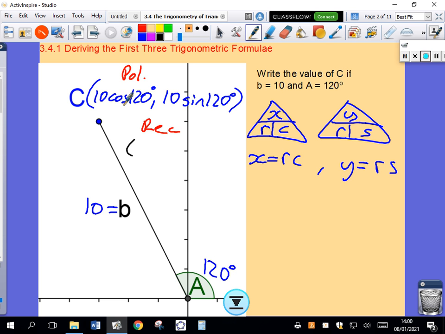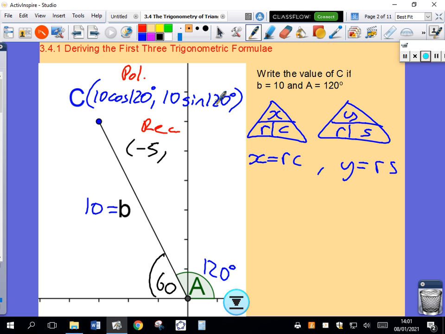Cosine of 120 is here in the second quadrant. The reference angle would be 60. Cosine is negative in the second quadrant. So cosine of 120 is going to be the negative of cosine of 60. Cosine of 60 is a half. Cosine of 120 then is going to be negative a half. 10 times negative a half is negative 5.